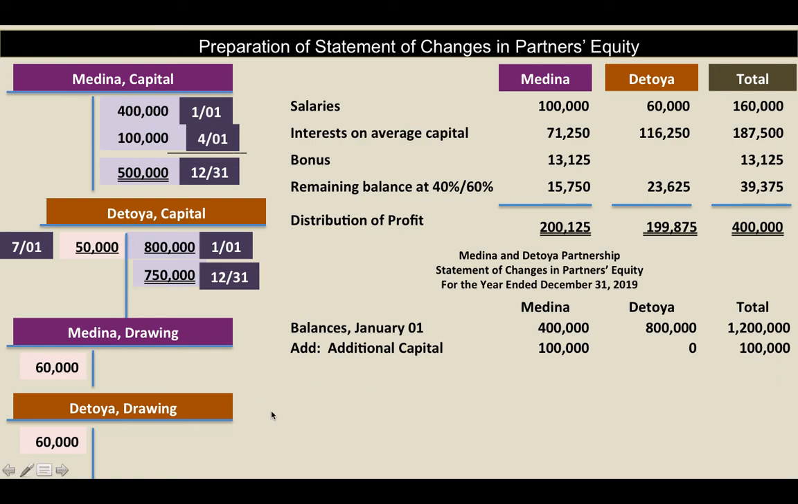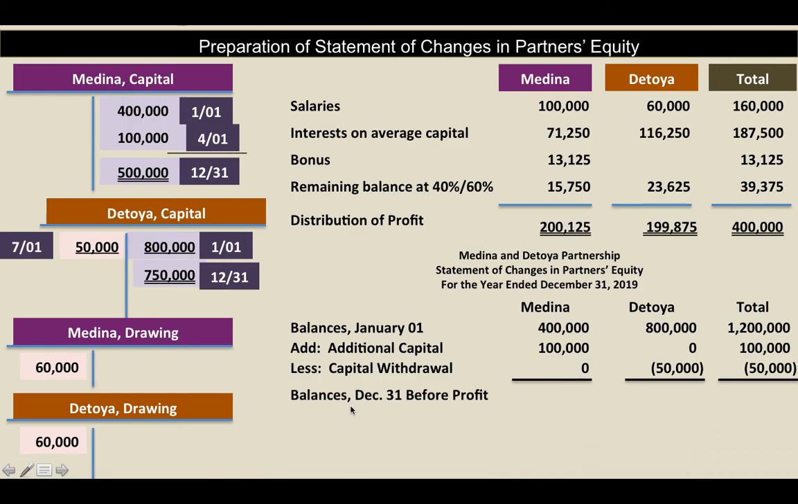And then you have to deduct now the permanent withdrawal. For Medina, there is no permanent withdrawal. For Ditoya, there was a 50,000 withdrawal on July 1st. So you have to deduct the 50,000 from Ditoya. And now you have to get the subtotal, which are the balances on December 31st before the distribution of profit. And the balances are 500,000 and 750,000, which are the balances that were reflected on the record of Medina Capital and Ditoya Capital.